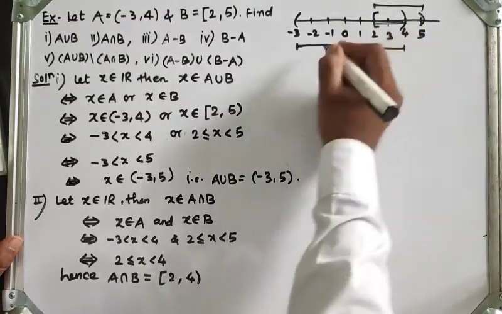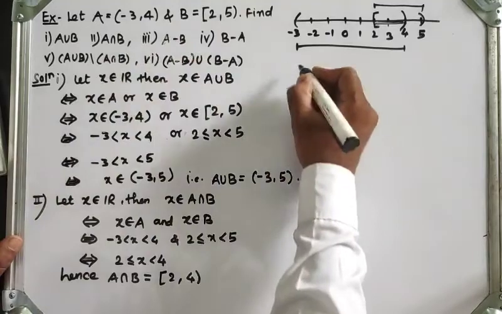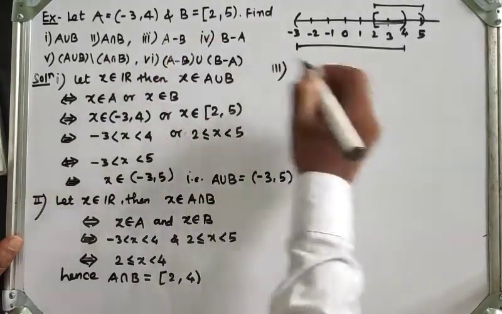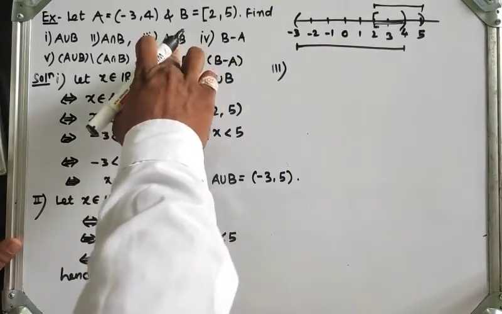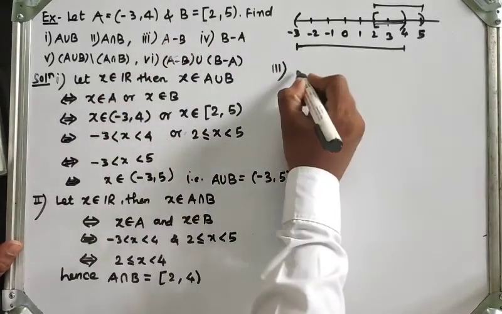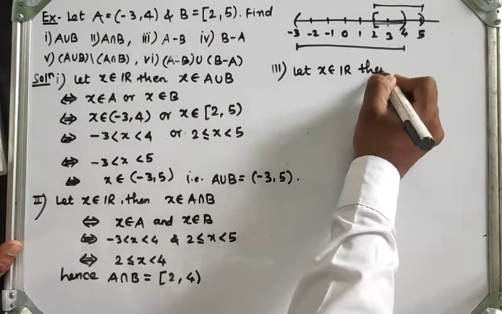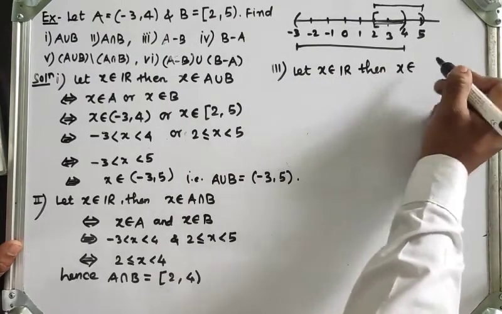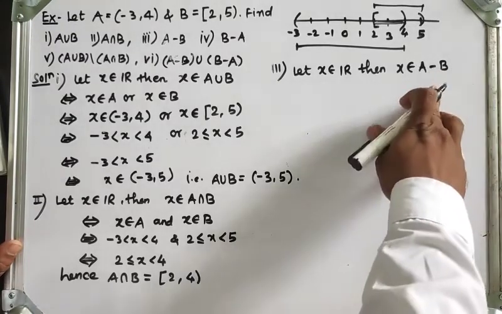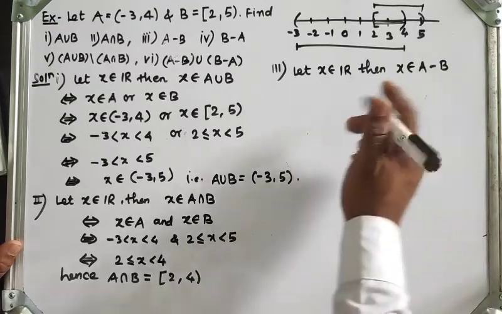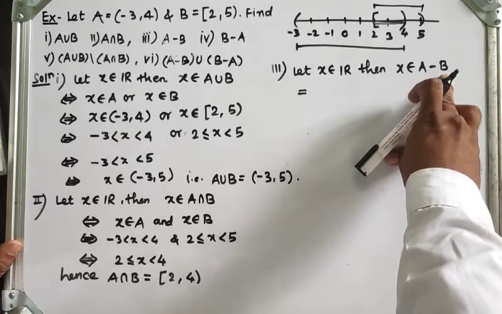Now, next example, next is A minus B. So the third one is A minus B. To find the difference set A minus B, what is the definition? Let x belong to the real numbers R. Then the set of those points x belongs to what? We have to find A minus B. So what is the definition? The set of all those points x that belong to A but not in B, right?